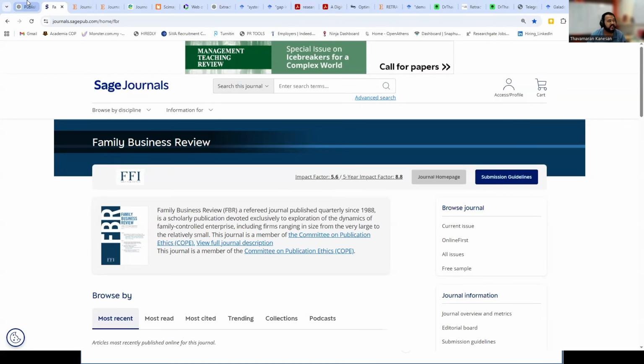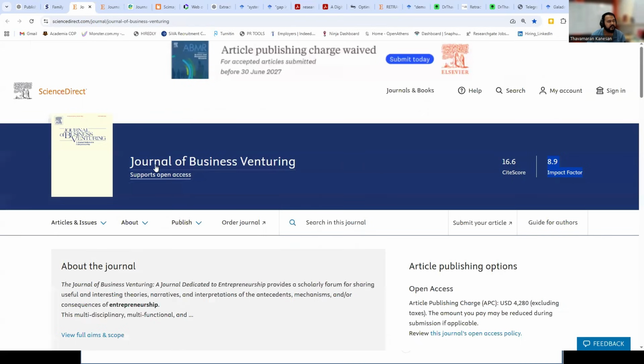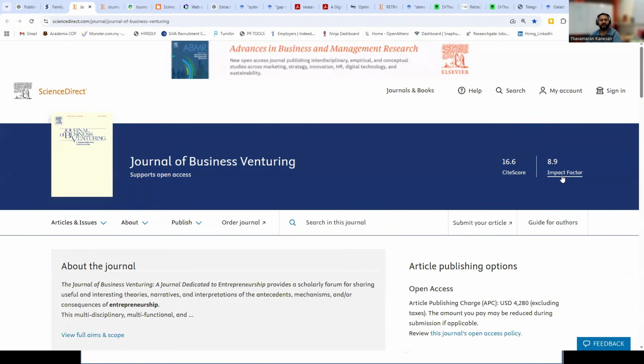So let's look at the next suggestion. Journal of Business Venturing. Open up. Look at this. Can you submit here? I already explained to you earlier. Can you submit here? Pandai. Now you guys are learning. So if your paper is designed for Scopus, don't go and submit here. 8.9 impact factor is very, very high. You don't even need to go to Web of Science JCR. You don't even need to go to Scopus. You look at the numbers here itself, you know already.